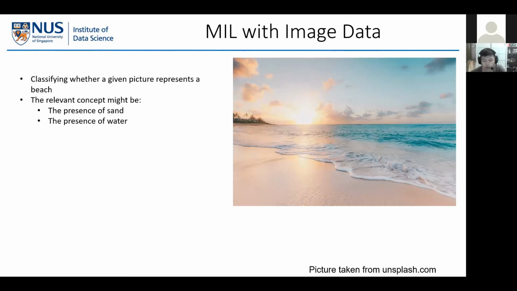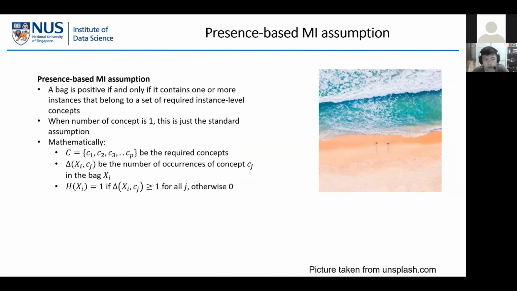Let's look at various other valid assumptions, from the task of classifying whether a picture is a picture of a beach or not a beach. What is the relevant concept that we want to have when we see a picture of a beach? It needs to have sand, it needs to have water, it probably needs to have both, right? Because if a picture only contains sand, then probably it's a desert. And if it's just water, it probably is a picture of the ocean. So we sort of need to have both concepts.